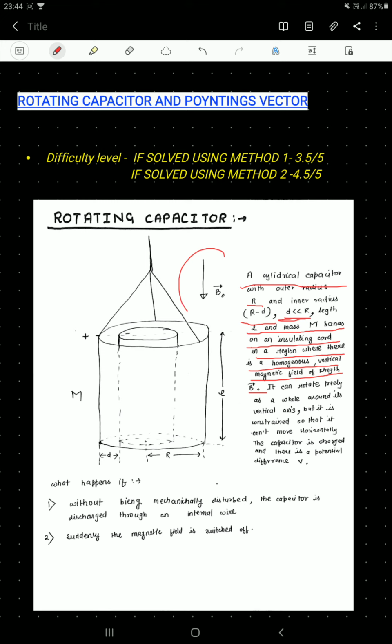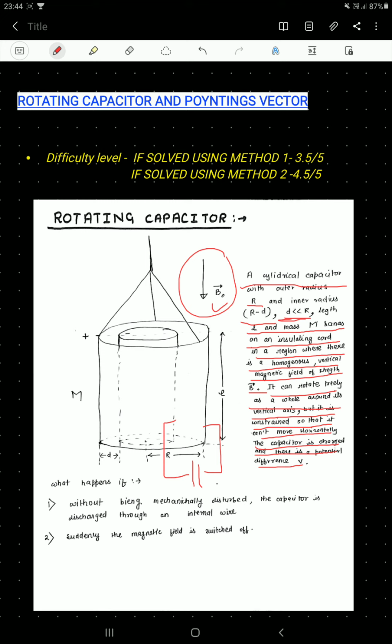So here there is an external magnetic field. Here by mistake I have written B naught, you just consider it to be B. Okay, so it can freely rotate as a whole around its vertical axis, but it is constrained so that it can't move horizontally. The capacitor is charged and there is a potential difference V between these two faces of the capacitor, or between the two cylinders there is a potential difference of V.